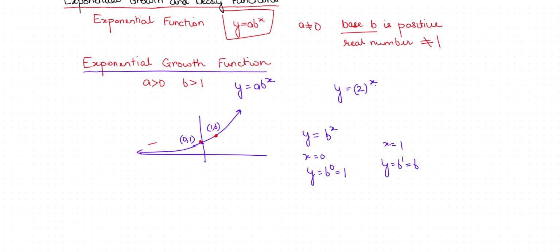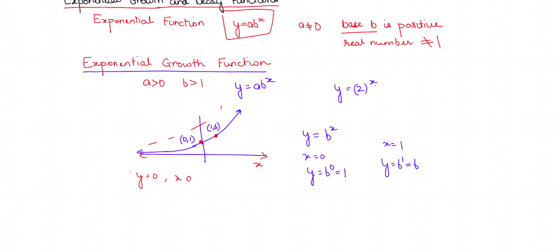And this is the x-axis. So this is the asymptote. An asymptote is basically a line or a curve that the graph gets very close to but never meets or touches. So the x-axis, or y is equal to 0, is the asymptote.